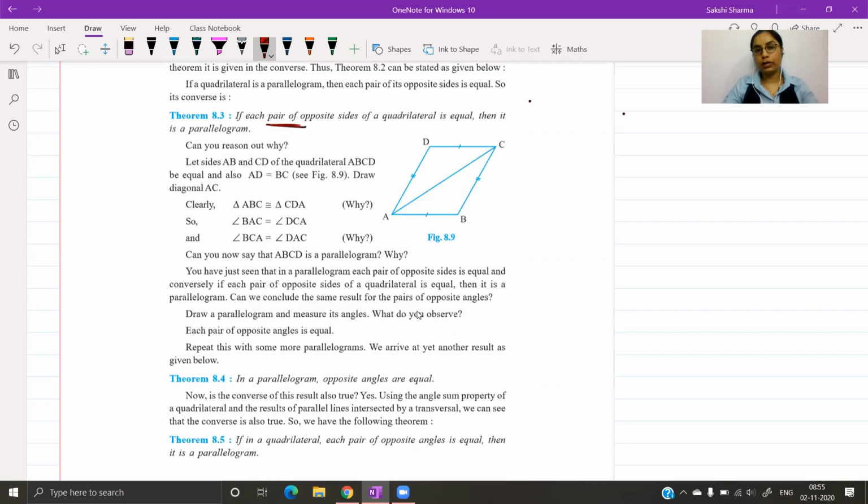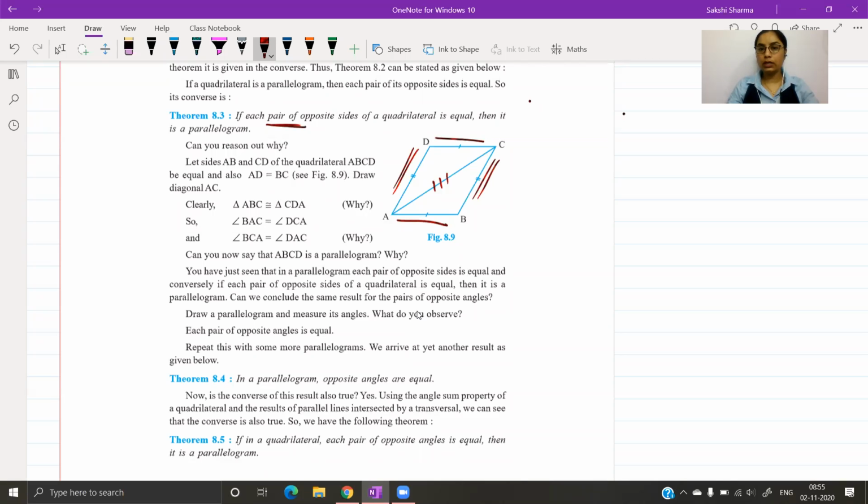So if there is a quadrilateral, say ABCD, and you're given that AB is equal to CD and AD is equal to BC, we can prove that this is a parallelogram. The proof is given here, although we are not doing it. You could prove that these two triangles are congruent. As you can see, by SSS, you can prove the congruence of these two triangles.